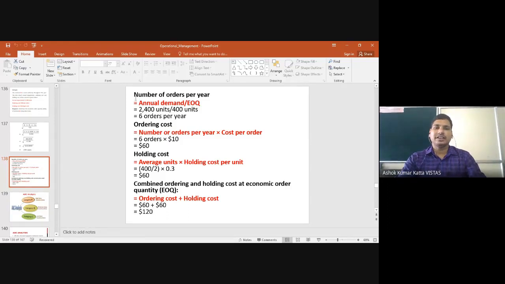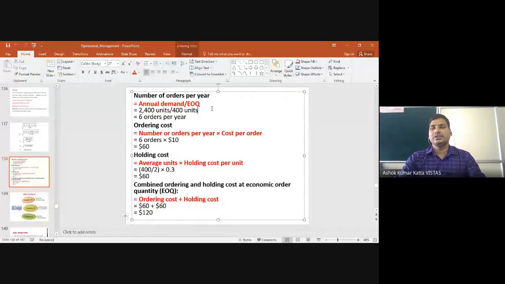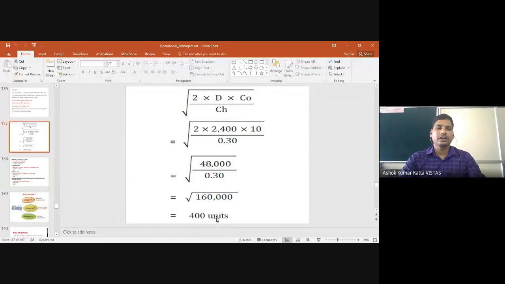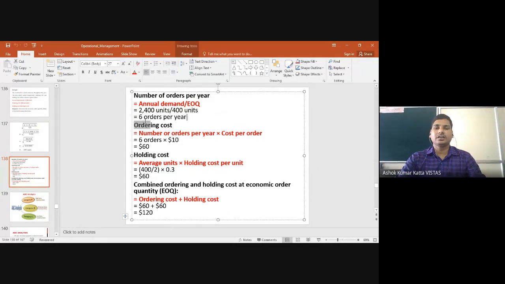Now in this slide you can find the number of orders per year. So if it is 400 units you are producing, that is one order. That means in a year, how many orders are you giving? There is a formula called annual demand by EOQ. Annual demand we already know, 2400. EOQ we just calculated, 400 units. So 2400 by 400 means in a year we are giving 6 orders.